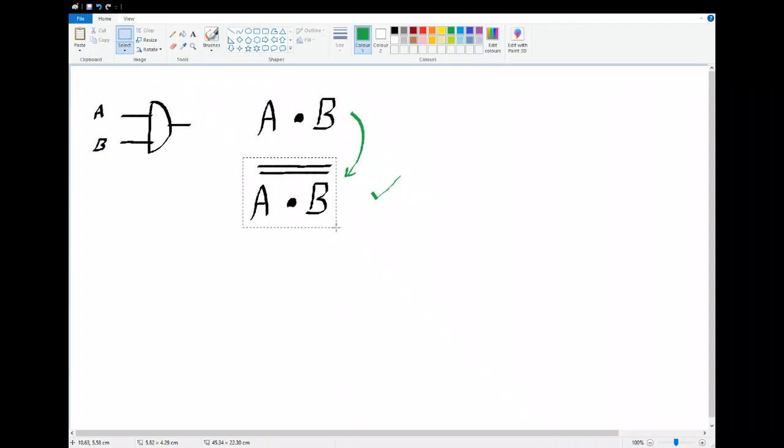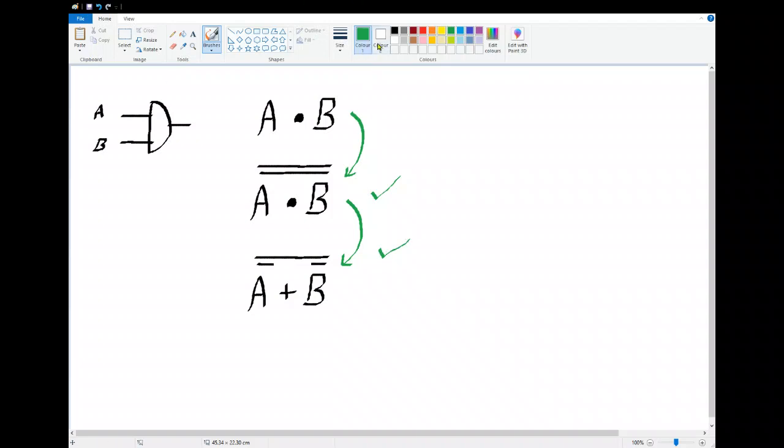I'm now going to copy this one. This is why Microsoft Paint is so handy when you're actually doing this, because the ability to just copy and rub out. And now I'm going to apply the second rule. I'm going to break the line and change the sign. And that is also a legitimate move, the move from there to there.